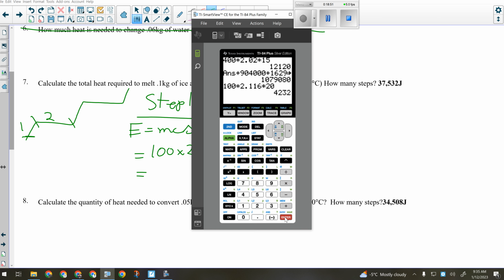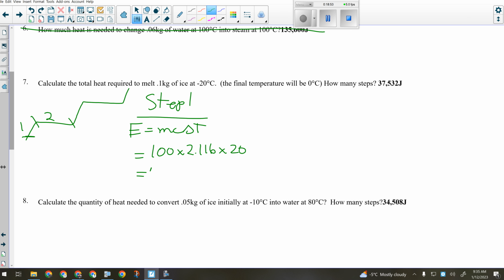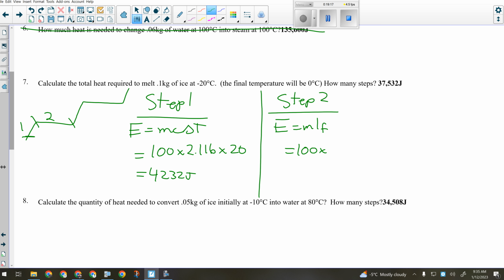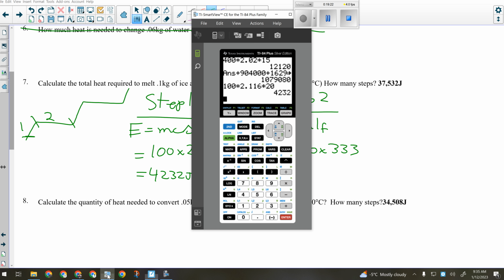All right, so we're looking at 4,232 joules. Okay, our second step is we have to melt the ice. For melting the ice, the formula is E equals mL_F, the latent heat of fusion, for freezing and melting. So we would have our 100 grams times L_F, which is 333. So 100 times 333 plus our previous answer.